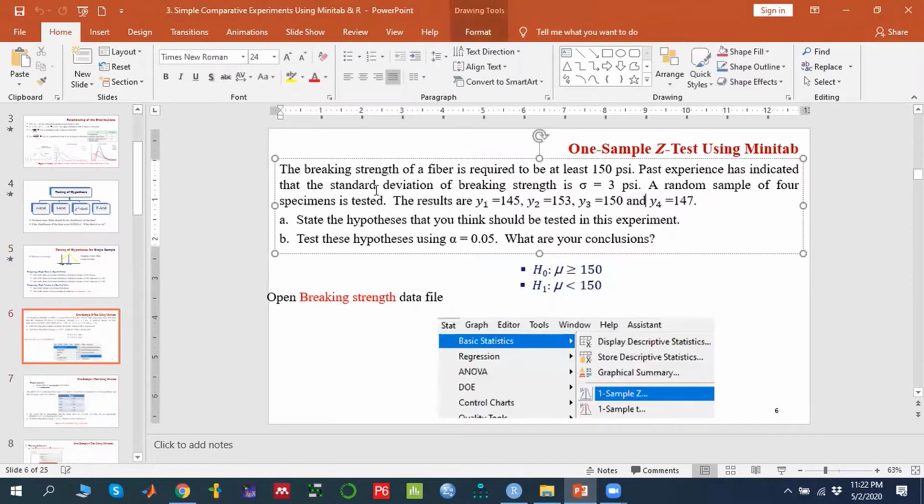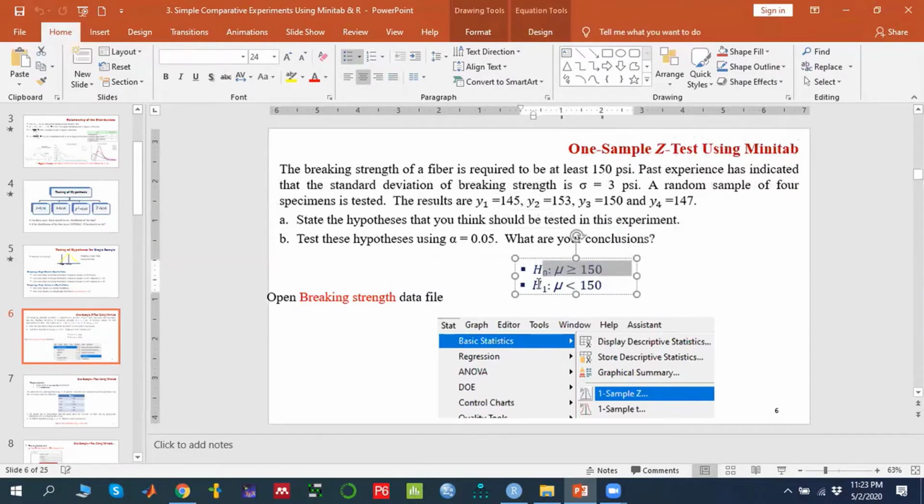So this example we have already discussed using Minitab. We were talking about the breaking strength of a fiber to be at least 150. The past experience indicates that the population standard deviation was given, so we can apply the z-test over here. We have taken a sample size of 4, and we want to test at a level of significance of 5%. From the above statement, we develop the null and alternative hypotheses. Since it is written at least, that means 150 is included. So we will first develop the H0, and opposite to that, the H1.